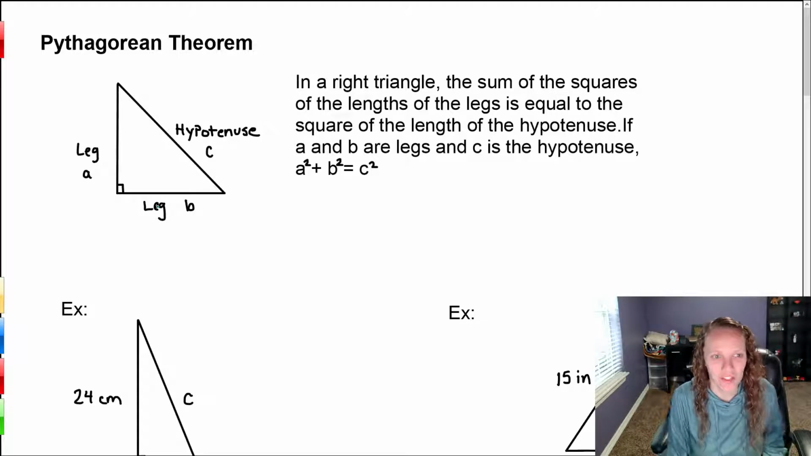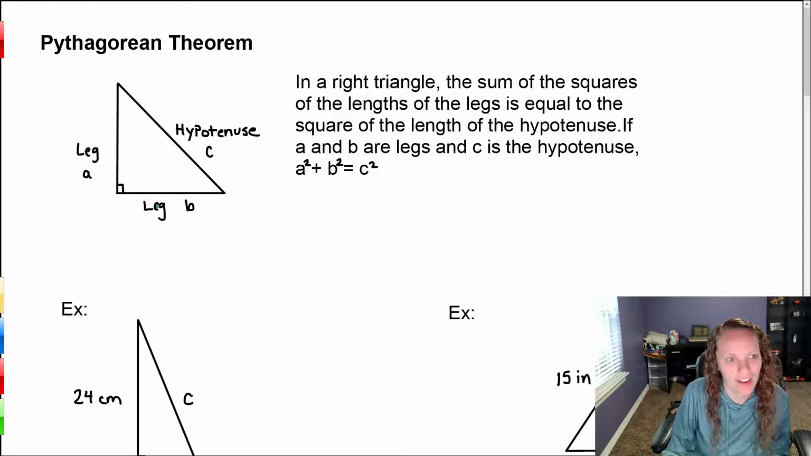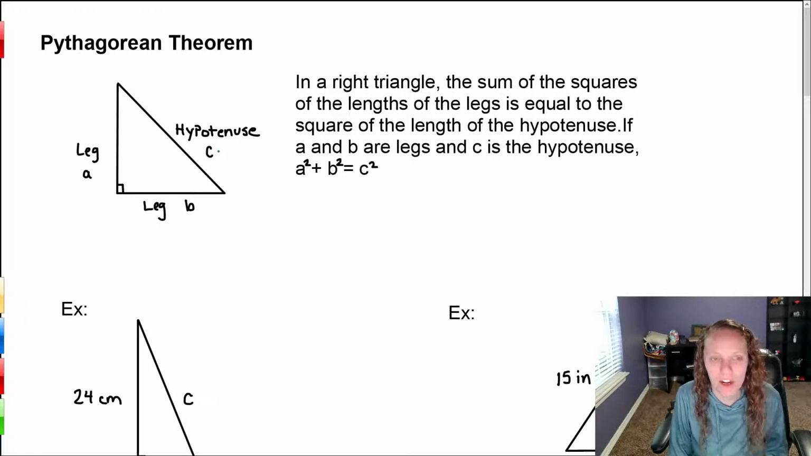Below we have a picture of a right triangle. On this right triangle we have two sides that are called legs. The two sides that are called legs are connected to the right angle here. And then we have the hypotenuse that is across from the right angle. The legs are labeled A and B, and the hypotenuse is labeled C.